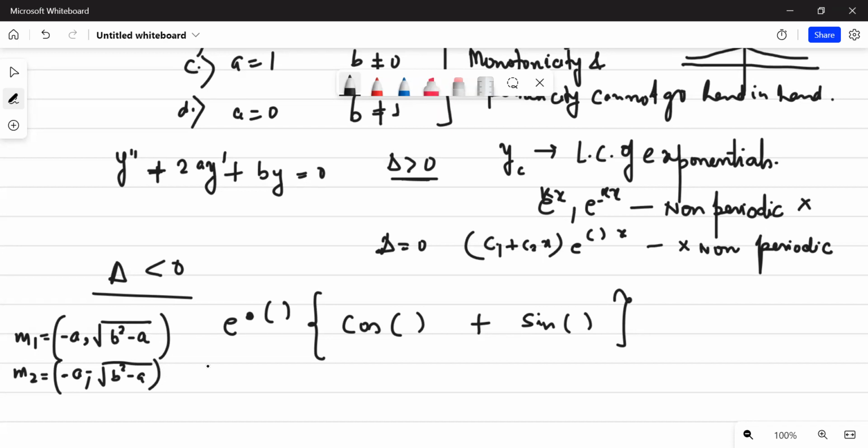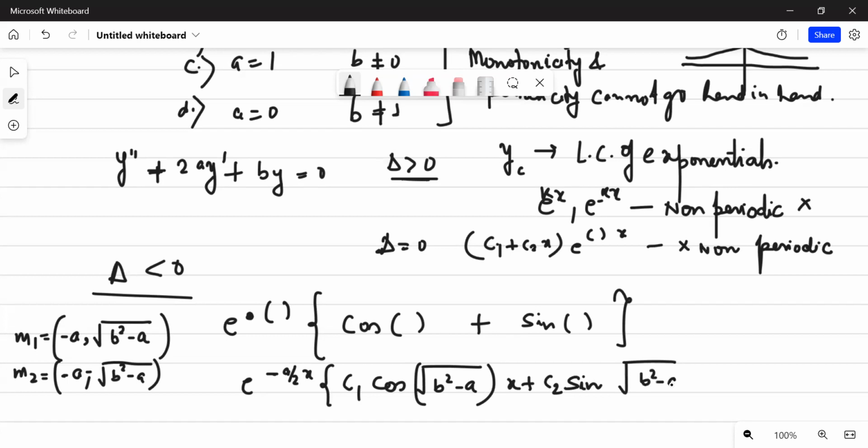यहाँ तक समझ में आया? So the solution will be of the type e की power minus a by 2 x, and then there will be some constant c1, and then there must be this beta written all over. So I'll write root over b square minus a x plus c2 sine root over. ये clear है या नहीं है? Is that clear to you or not clear?